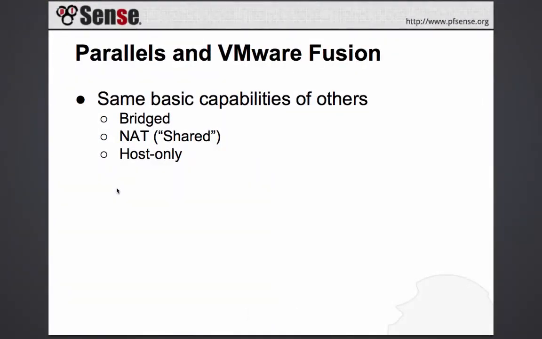Now, the other two major desktop hypervisors are Parallels and VMware Fusion, both for Mac, and they have the same basic capabilities of VirtualBox and VMware Workstation. They have bridged, and they also have NAT, which they call shared in that case, and then host only as well. They don't have quite the bells and whistles of some of the additional options that you can set up, especially in VMware Workstation, but not quite as much flexibility as what VirtualBox has either. They do at least have those three basic options.